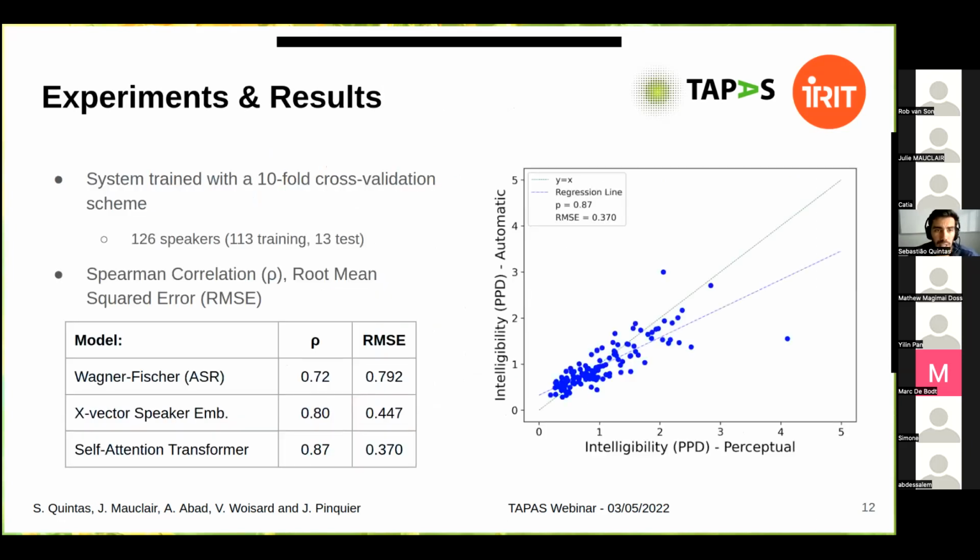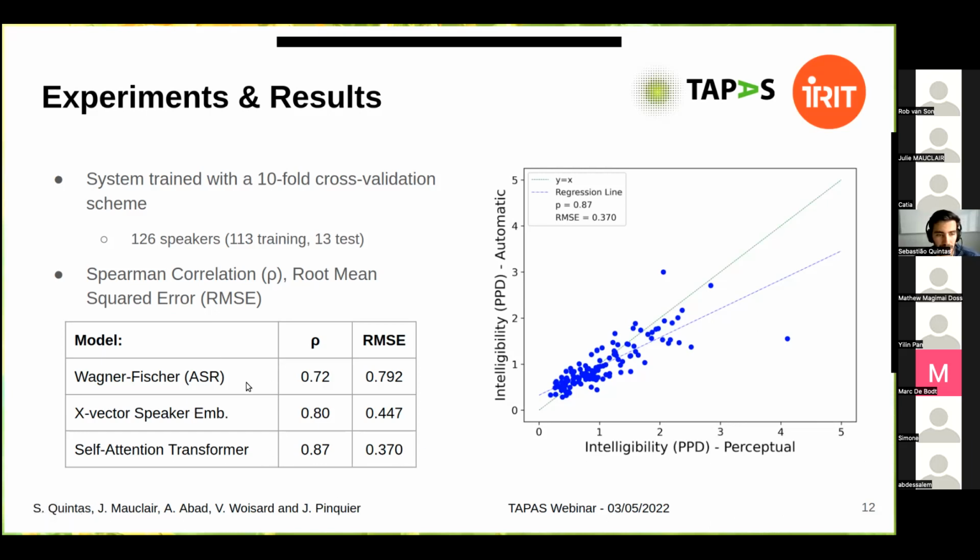Now, concerning the experiments and results, we trained our system with a 10-fold cross-validation scheme. We used a grand total of 126 speakers, out of which at each fold 113 were used for training, and the remaining 13 were used for validation. As a validation metric, we used both the Spearman's correlation and the root mean squared error. And we also compared our proposed model with 2 previous approaches.